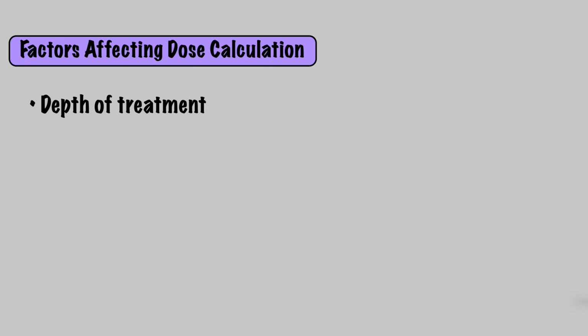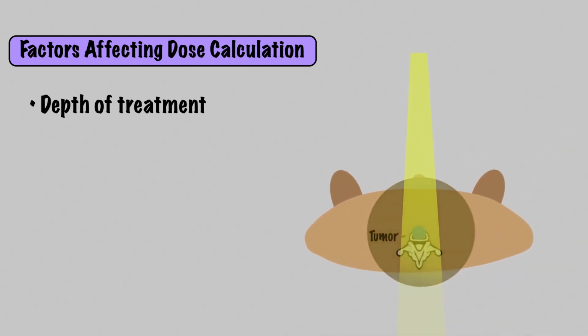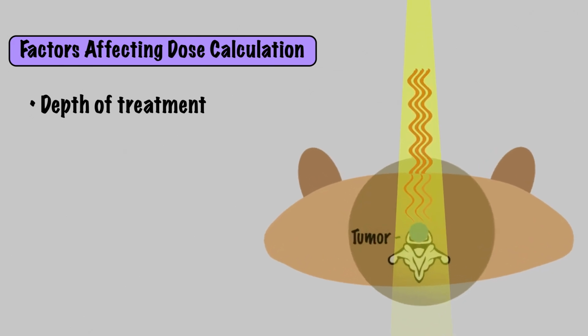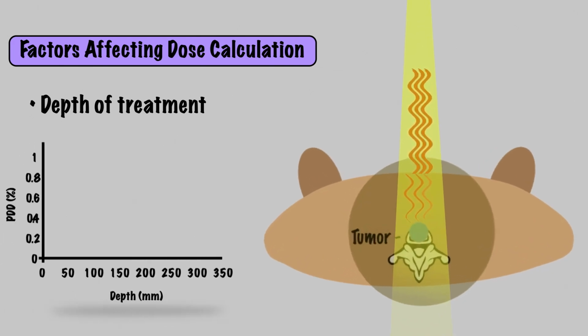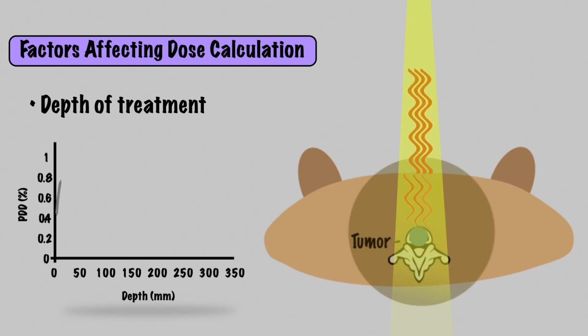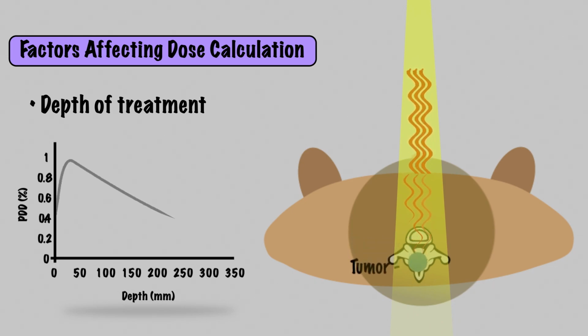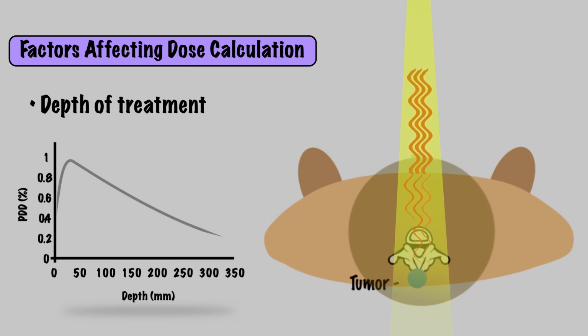The separation or thickness of the patient is going to affect how many monitor units are required. As the photons pass through the patient, they will be attenuated by the tissue. The wider the separation or the greater depth you are treating to, the more monitor units will be required.